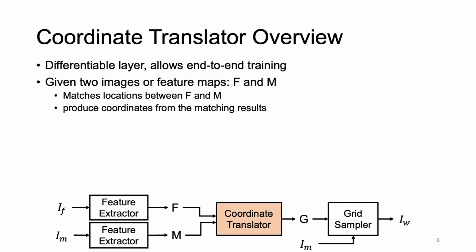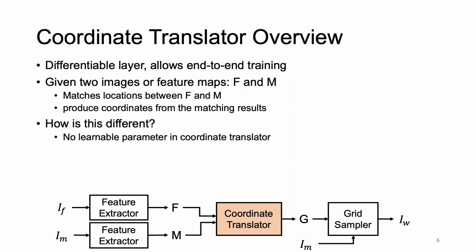But how is this different from existing works that use a convolutional layer or a fully connected layer to output a displacement field? The answer is that there is no learnable parameter in Coordinate Translator. So it is a fixed operation, and the coordinate it outputs is only dependent on the similarity of extracted features in the two feature maps.